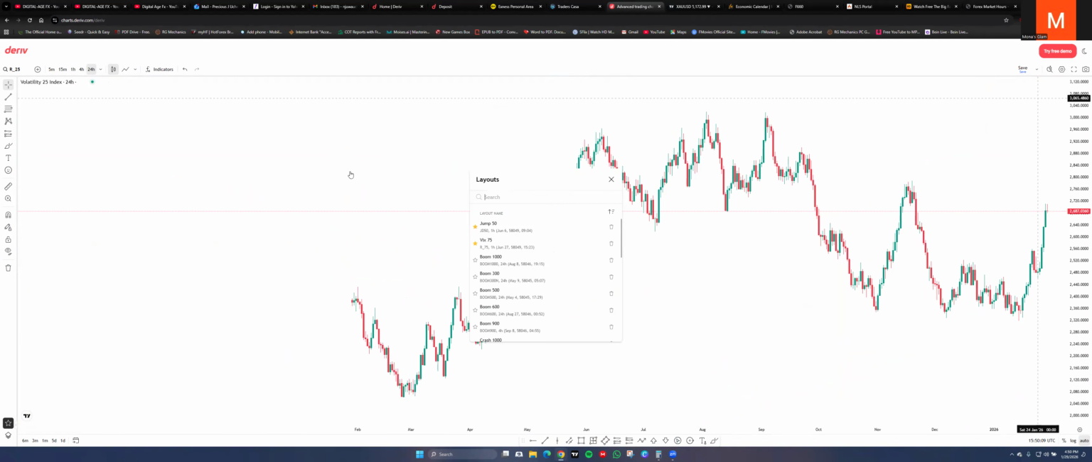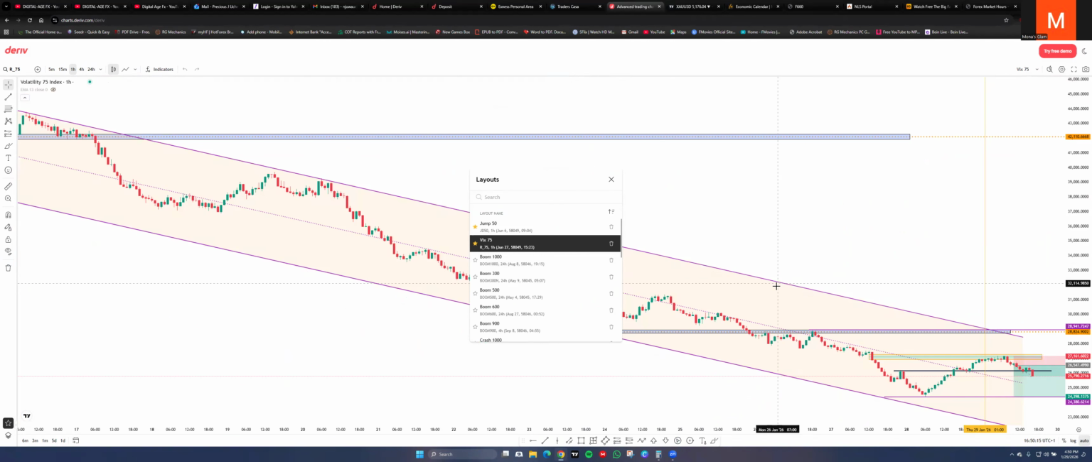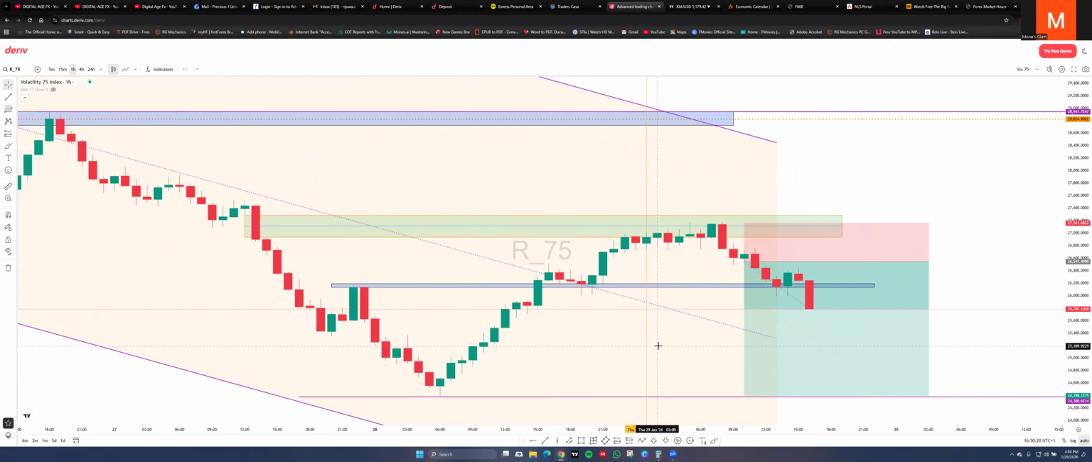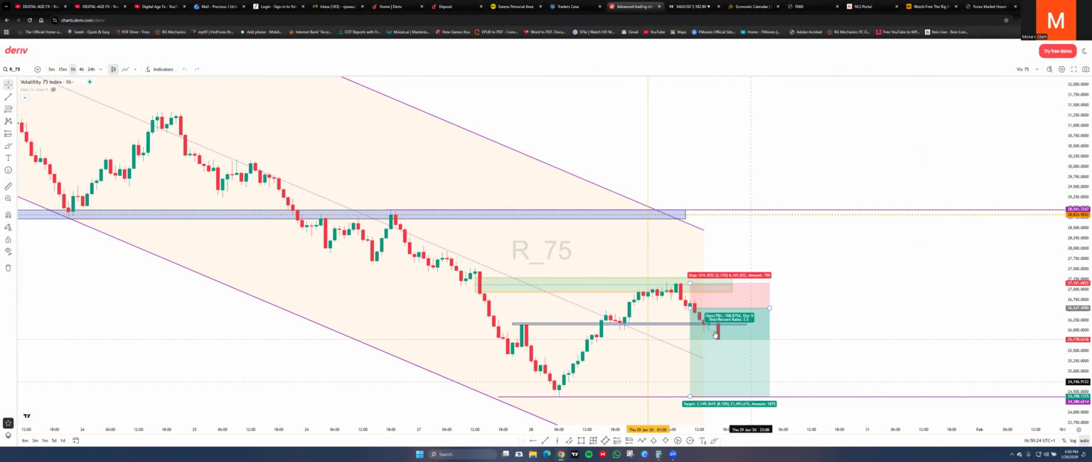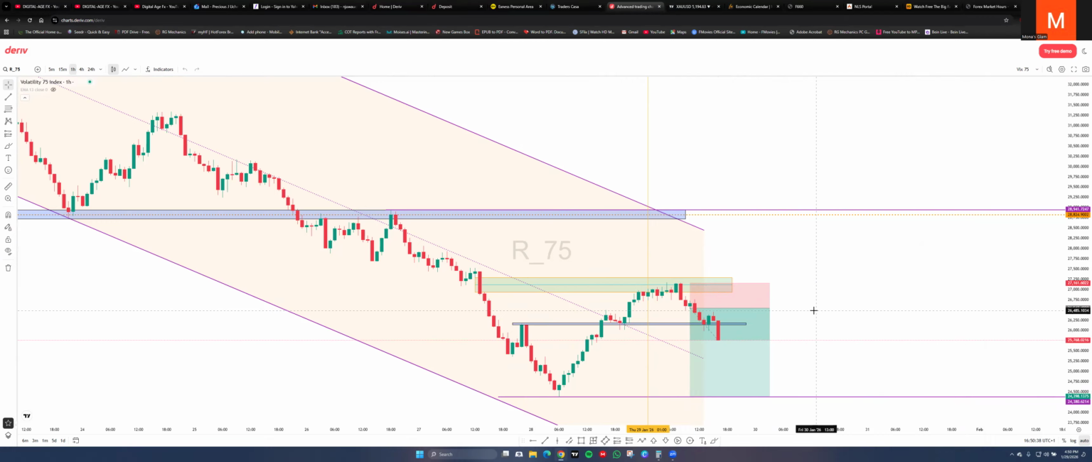I'm on this trade. Oh wow, it's really pushing right now. I'm on this trade currently. Yeah, so this is Volatility 75. What date is this? 29th of January. Yeah, 29th of January. So I'm on this trade.